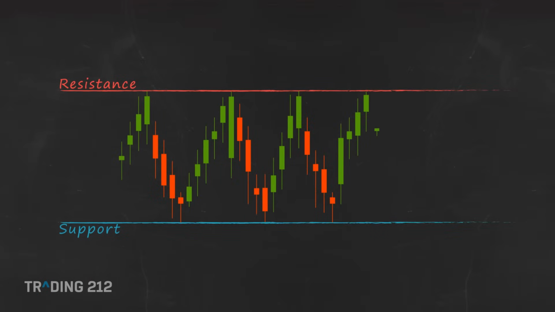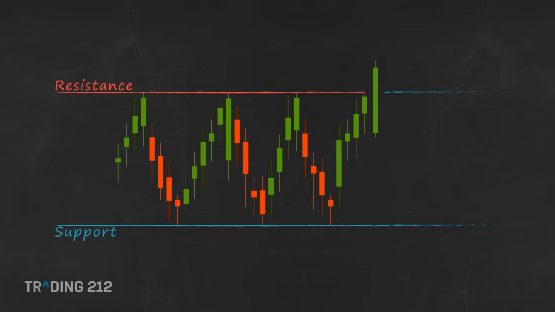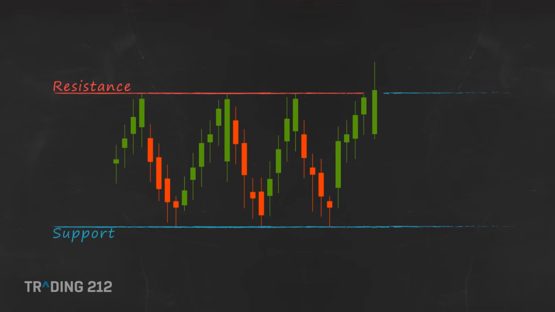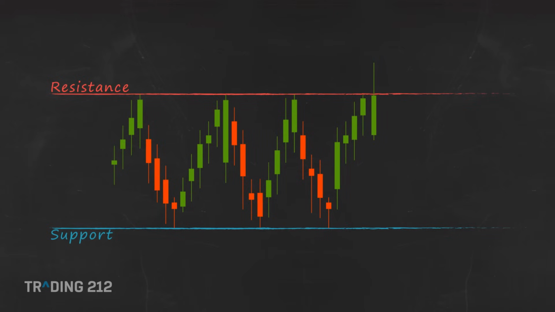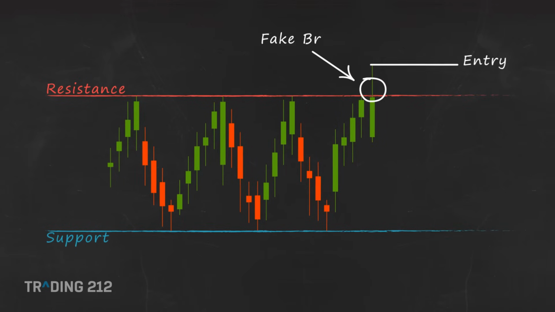So here we can see that the price breaks outside of the range but does not close above it. Instead, it returns back into the trading range and does not continue its movement upwards. So if you had placed your entry here, you would in fact have been caught in a fake breakout.